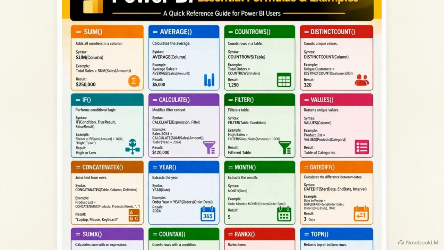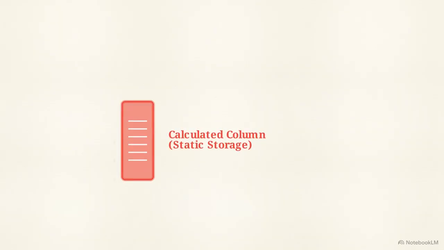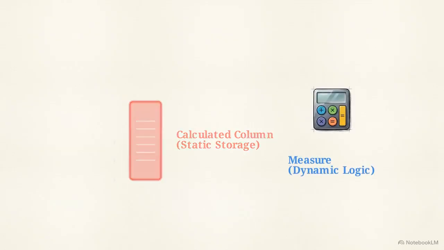To control the environment, you use Calculate. As this guide details, it programmatically overrides the user's existing filter context. The filter argument forces a specific requirement onto the data model, regardless of selections made on the report page. This capability is what enables standard time intelligence within the model. By manipulating the context, functions like total YTD, or same period last year, extract comparative trends, answering questions like year-over-year variance.